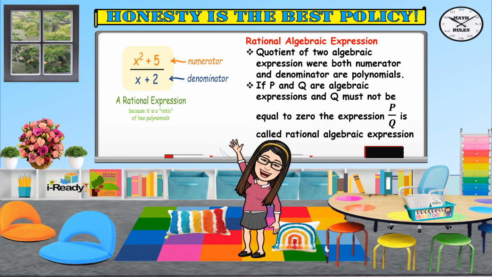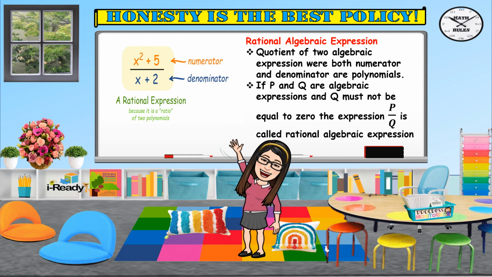Let's define now what is a rational algebraic expression, after we define rational number, algebraic expression, and ratio. We're going to combine it. A rational algebraic expression is a quotient of two algebraic expressions where both numerator and denominator are polynomials. If P and Q are algebraic expressions and Q must not be equal to 0, the expression P over Q is called a rational algebraic expression.